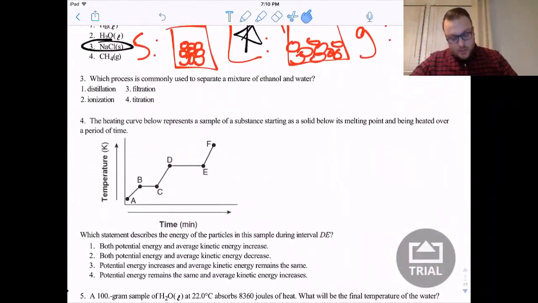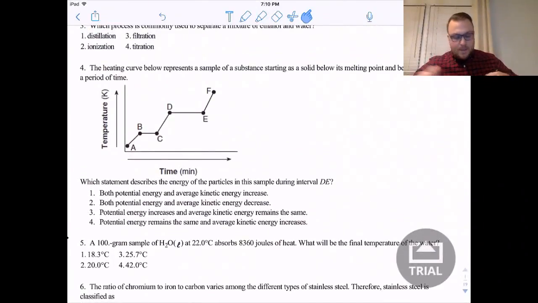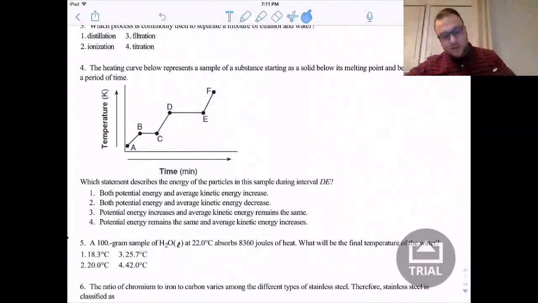Some other important ones I wanted to go over. I'm not necessarily going to go over the answer to 4, but I'm going to review all the parts of 4 because that tends to come up year after year, and you'll probably see a heating or cooling curve on Wednesday. So when you see a heating curve, you've got to look at your axes here.